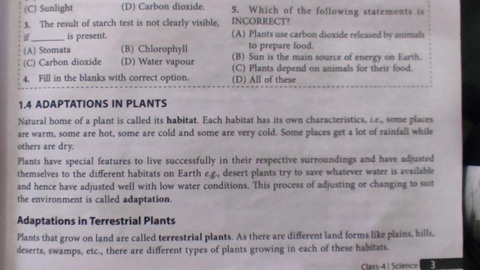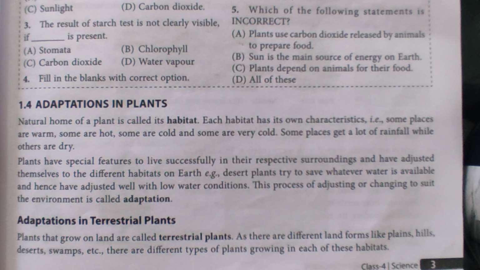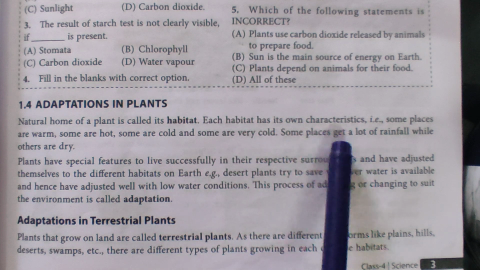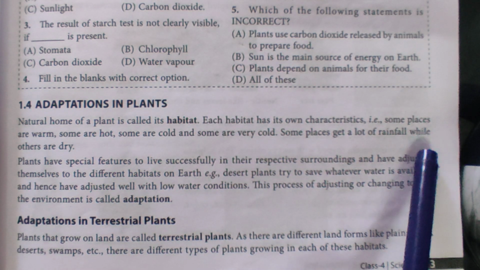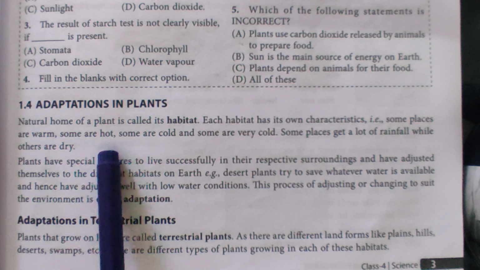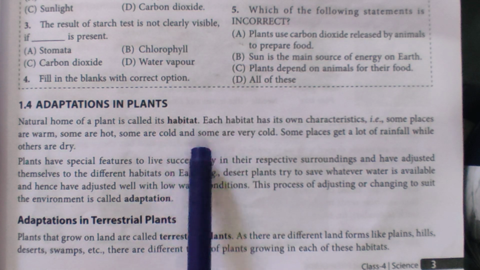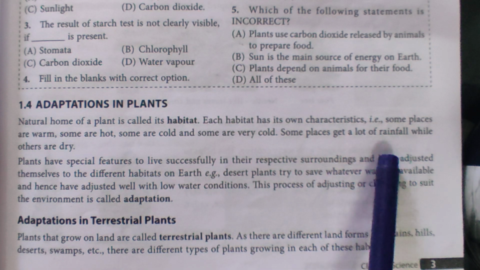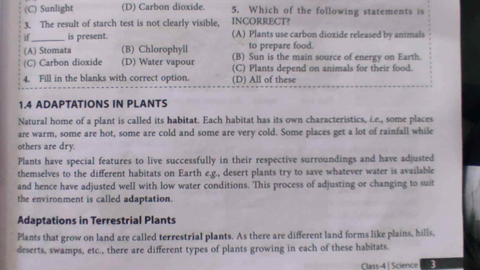Now we will see adaptation in plants. The natural home of a plant is called its habitat. Each habitat has its own characteristics. That is, some places are warm, some are hot, some are cold, and some are very cold. Some places get a lot of rainfall while others are dry. These are the different atmospheres, temperatures and pressures in which the plants grow.